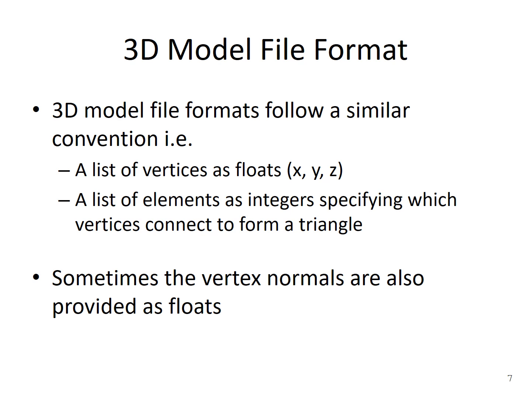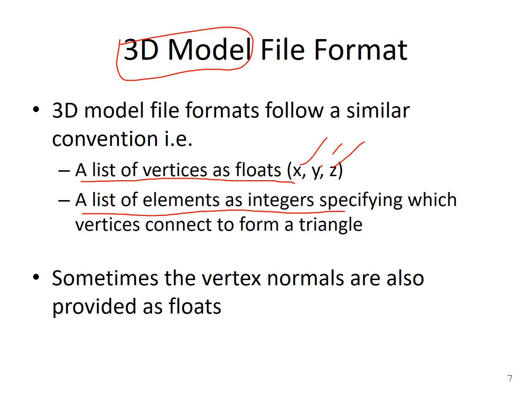3D files are provided in a specific format which contain 3D models. A 3D model file format follows a similar convention. The headers are different for different applications, but the way 3D models are represented inside a file follows somewhat similar convention. It has a list of vertices as floats, which is the x, y, z coordinates of the vertices. A list of elements as integers that specify which vertices connect to form a triangle. Sometimes the vertex normals are also provided as floats.